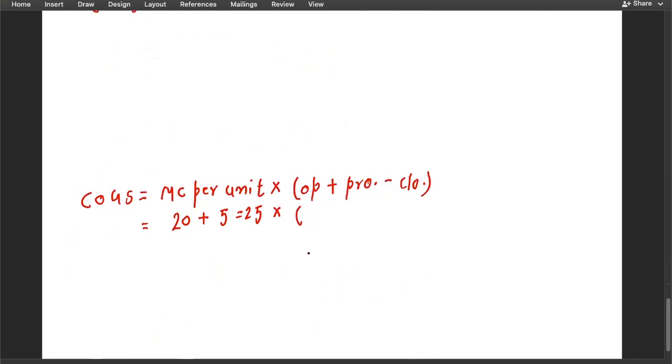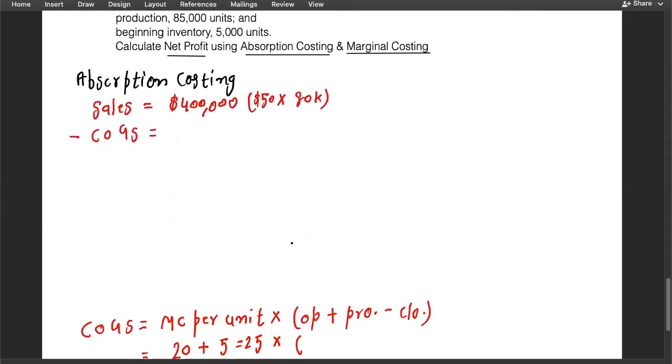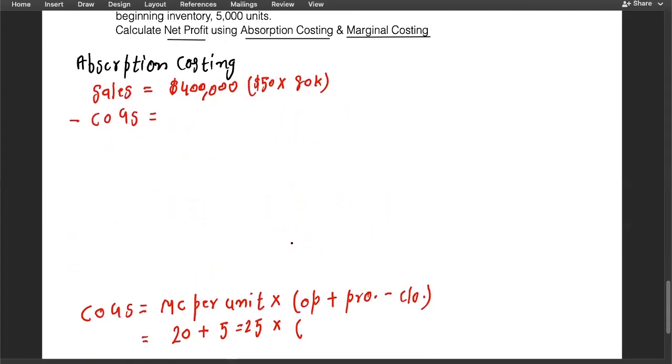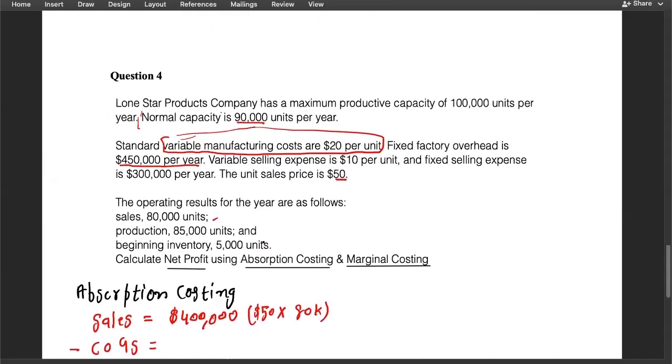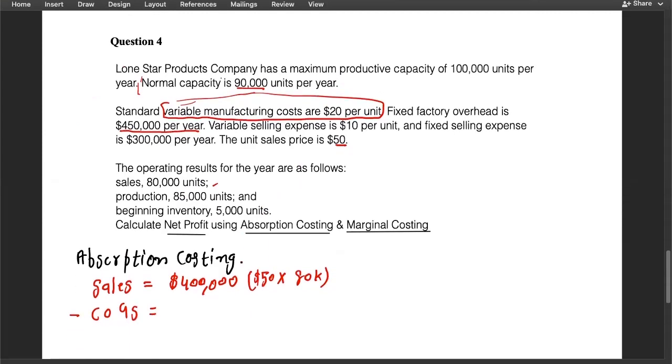Multiply by how much is opening? Do we have any opening? How much is opening inventory? Sales is, let me check. Yes, sorry. Sale is 4 million, not 400. 4 million. Thank you.